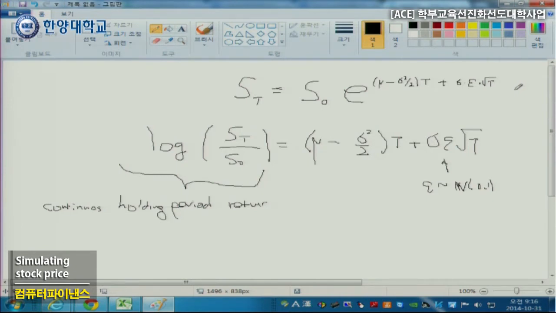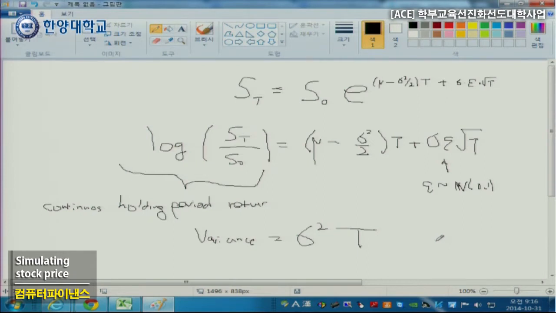If we calculate the variance of the continuous holding period return, this term is basically constant, so it drops away. The variance is entirely determined by this one, so the variance is simply sigma square T. And this makes sense, right? Sigma is the per year volatility, per year variance.